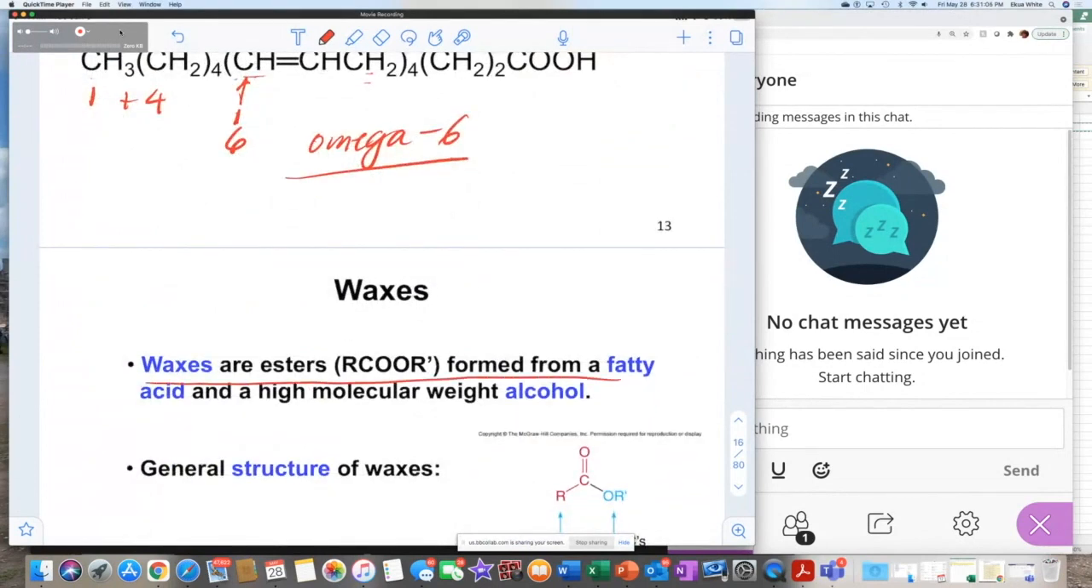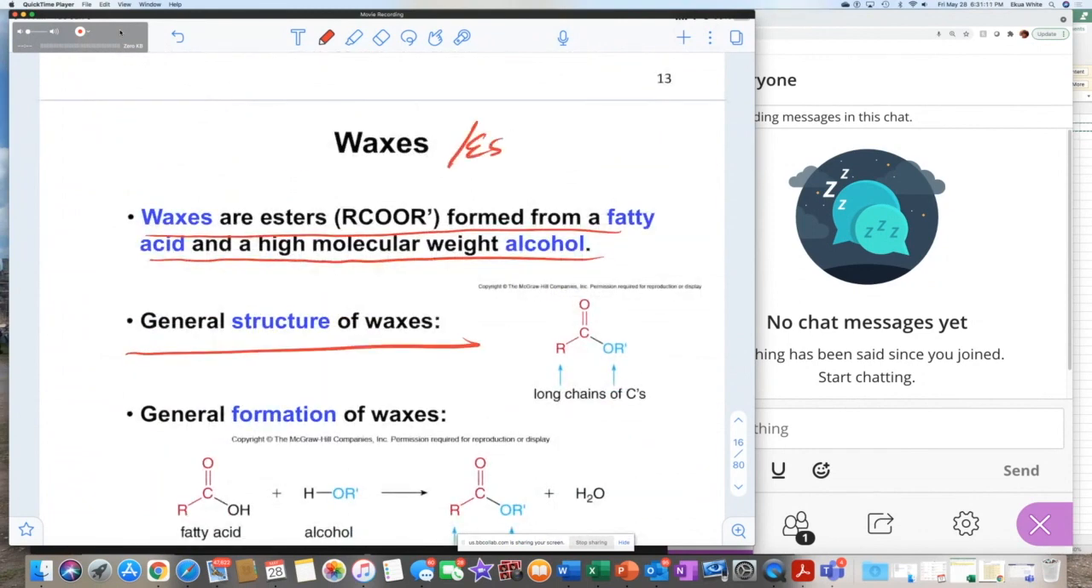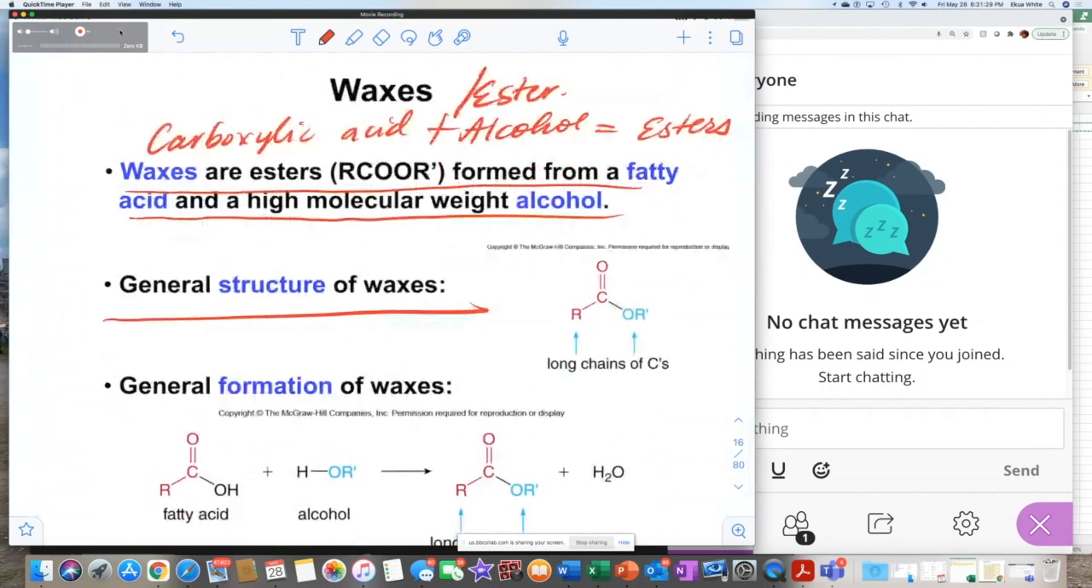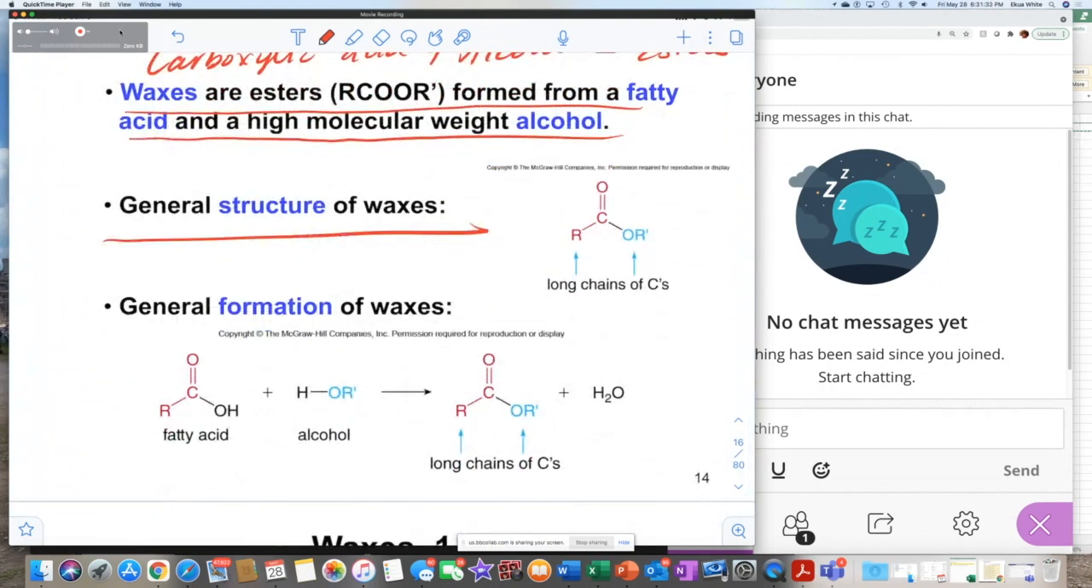Waxes are esters formed from fatty acids reacting with high molecular weight alcohol. So the general structure of a wax is actually an ester. Remember how we saw esters before? Esters were formed when we had carboxylic acid plus alcohol. These gave us esters. Okay? So, taking you back, in the organic portion, this functional group wasn't just called a fatty acid, it was called a carboxylic acid. But we're seeing once again, acid plus alcohol gives us esters. So this is going to be esters, or what they call here, wax.